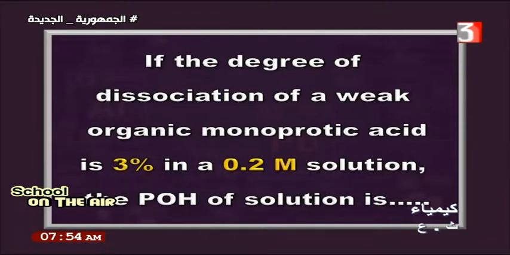Next problem. If the degree of dissociation of a weak organic monoprotic acid is 3% in 0.2 molar solution, the pOH of the solution is what? Is it choice A or B or C or D? If you solve the problem, it will be choice C. What is the solution of this problem?